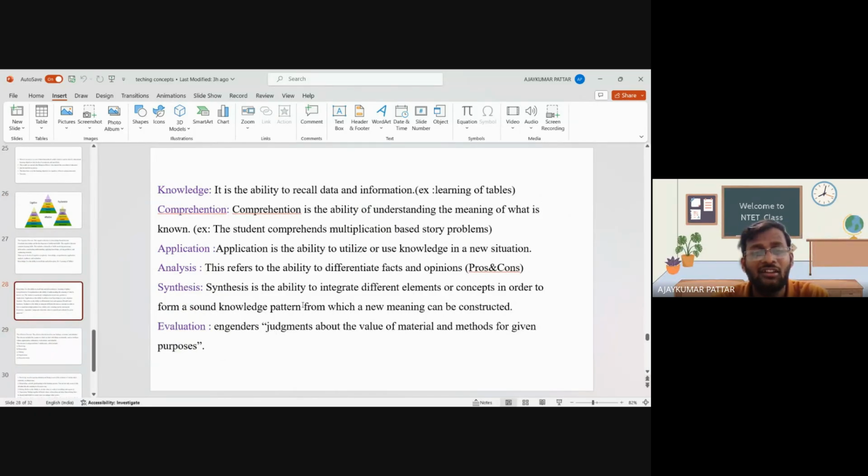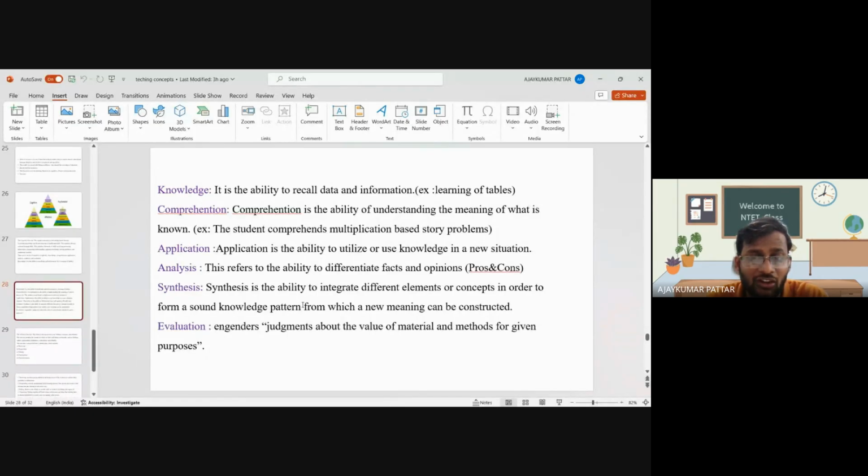Knowledge is nothing but recalling the data, information. Comprehension is understanding that information. Application means the ability of applying that concept or that understanding in a new situation. एक नया अलग situation में आपने वो knowledge apply कर दिया. That is your application level. Then analyze कर दिया whether this is correct or not, this opinion, pros and cons. Analyze करने के level में जा रहे हैं. That is higher than the application.